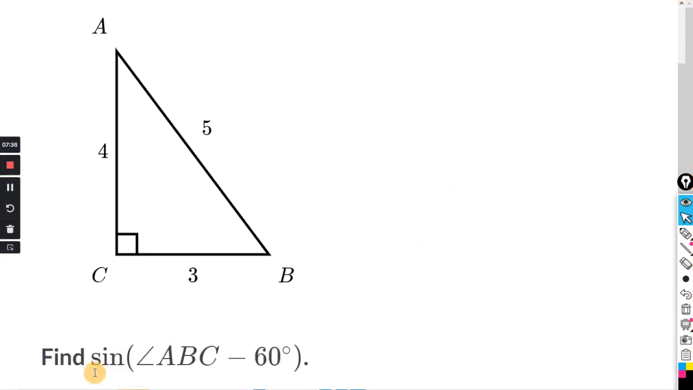Okay, here they want us to find the sine of angle ABC minus 60 degrees. So we're looking at the center letter of the 3. That's going to be the vertex, so that's angle B. I will label that theta. So basically, sine of theta minus 60.